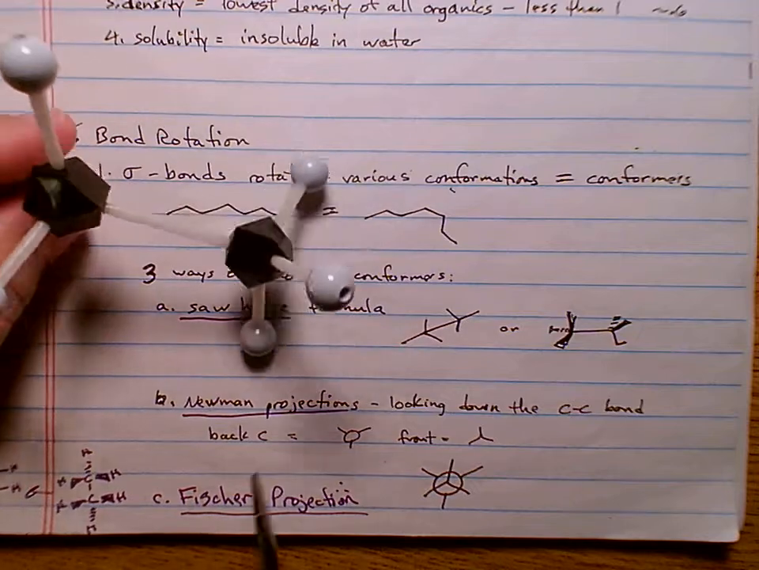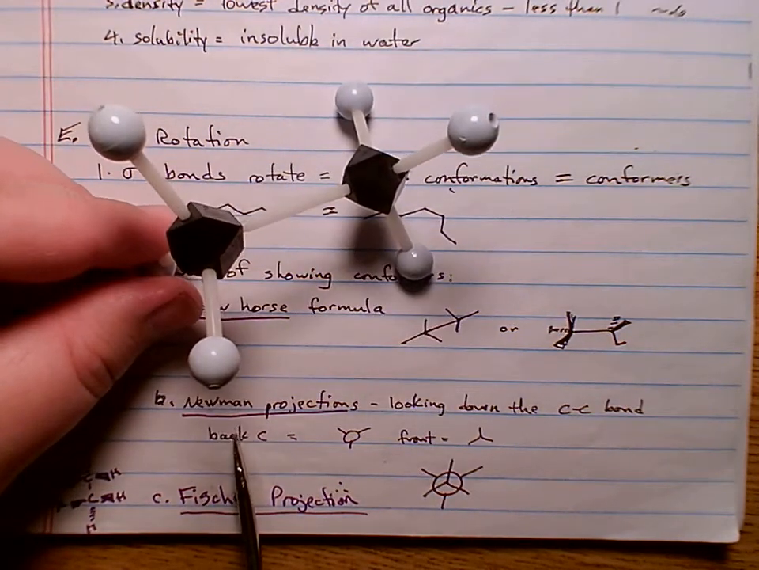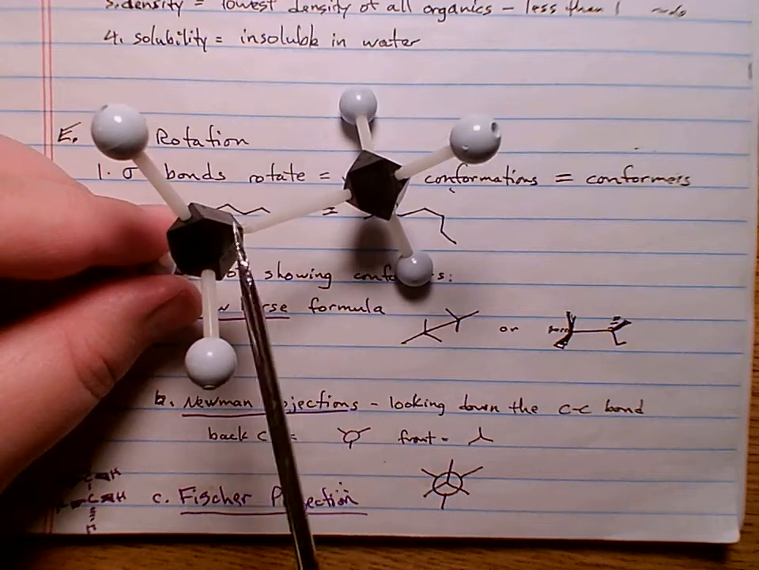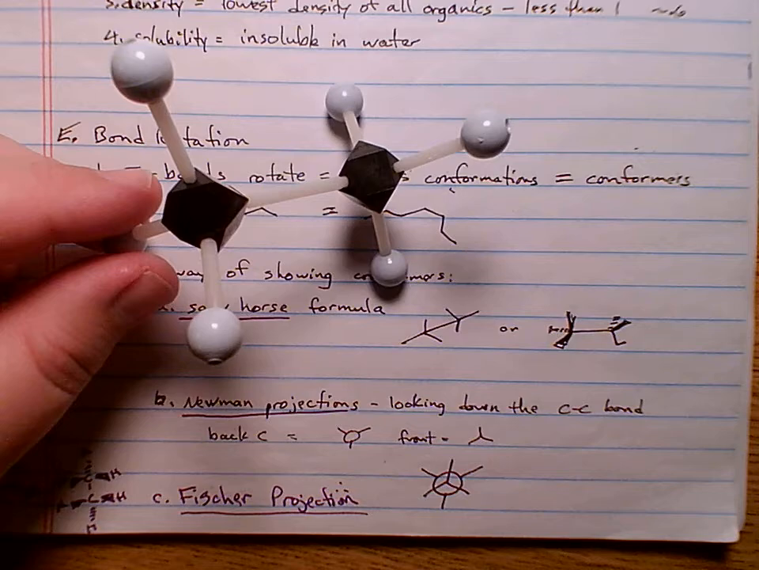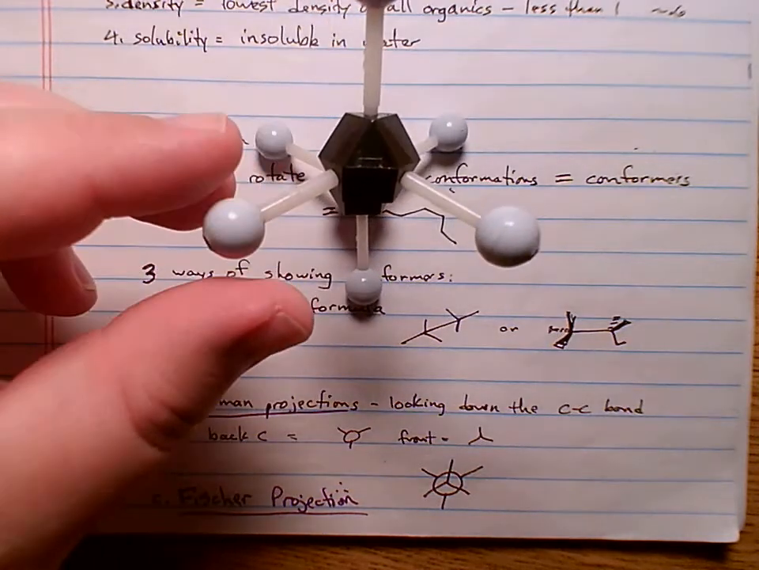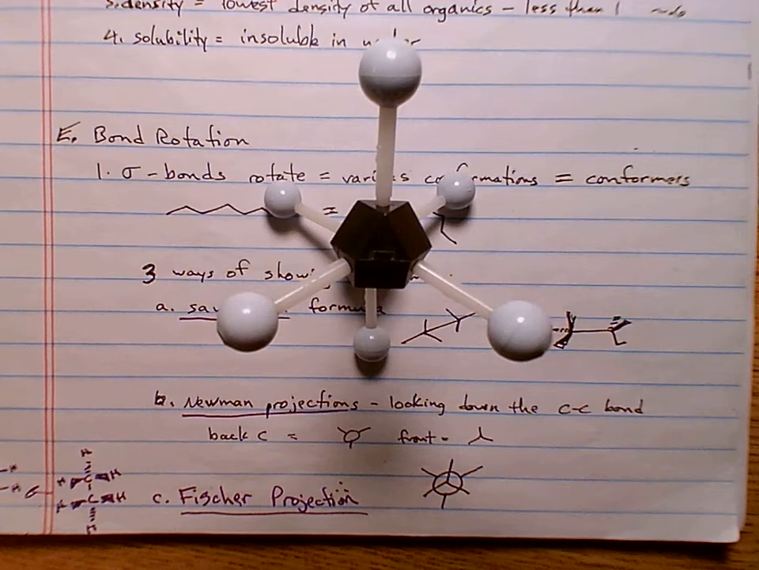All right. Another way is a Newman projection. People said, oh, the sawhorse is tough to see, so I'm going to line up these two carbons in line with the camera, and so I'm going to make it look like this. This is the Newman projection.